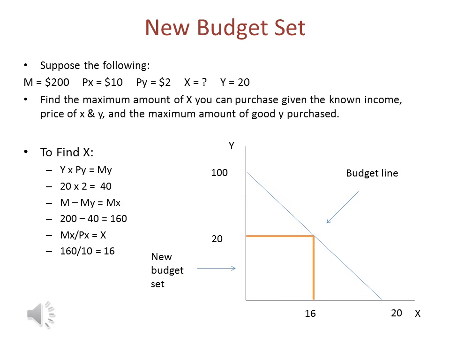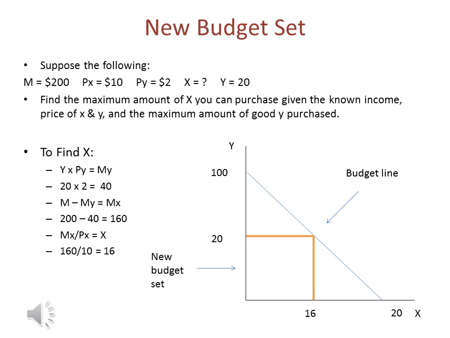Find your new budget set given the following example. Income equals $200, price of good X equals $10, price of good Y equals $2, quantity of X is unknown, and quantity of Y equals 20. You need to find the maximum amount of good X you can purchase, given the known income, price of X and Y, and the maximum amount of good Y purchased. Plot the quantity of known Y on your graph.